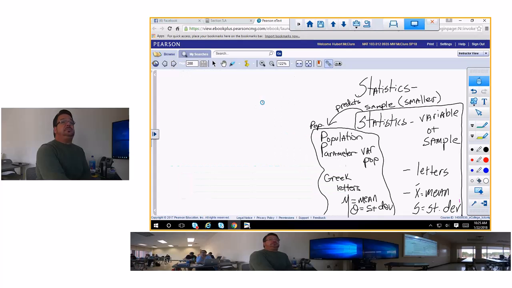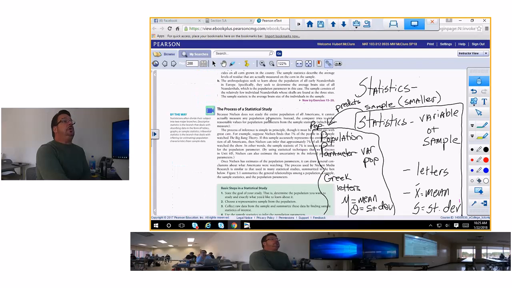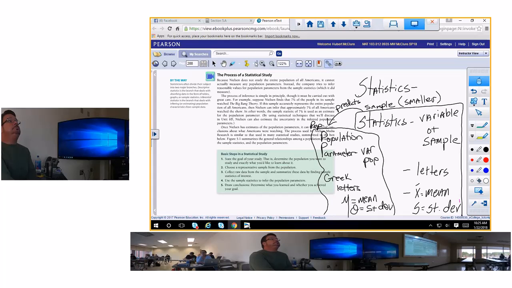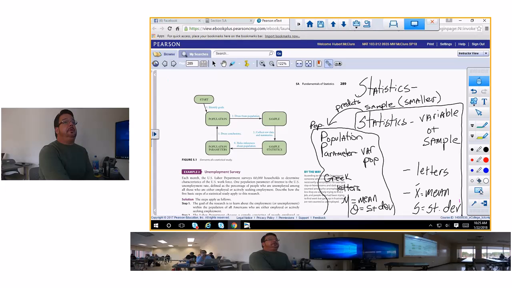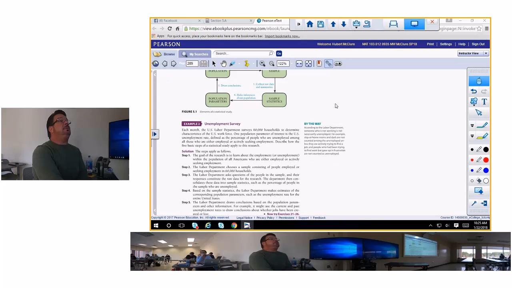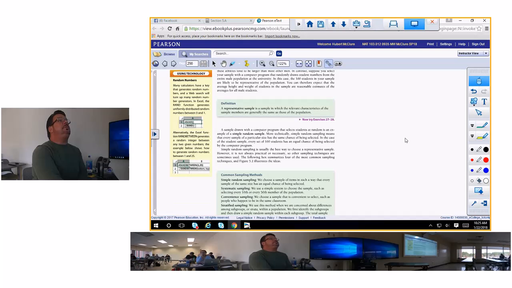Parameter is a 25-cent word for variable. We get a lot of 25-cent words in mathematics. I think that stems from the math geek trying to be bigger than he is. That's why mathematics has so many big words, trying to impress people. Representative sample, we just talked about that. I'm not going to go in that.